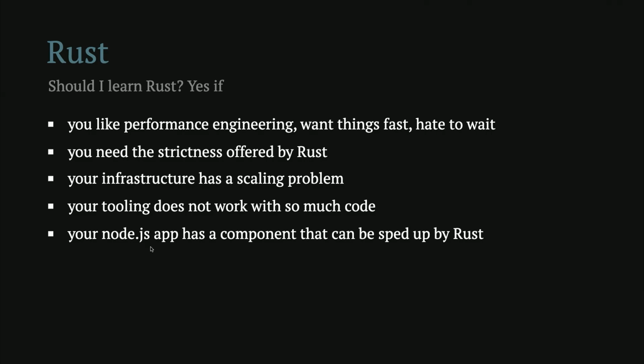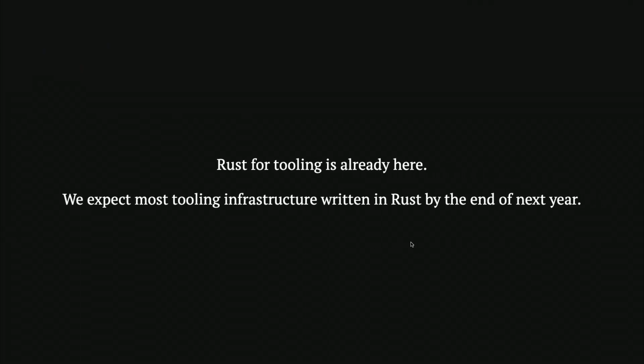And if there's a Node.js component that can be sped up by Rust, you should also try that. So for me, Rust for tooling is already here. You should embrace it. Use Rust to program some small programs and replace parts of your Node.js app to make it fast. And we expect most tooling infrastructure to be written in Rust by the end of next year.